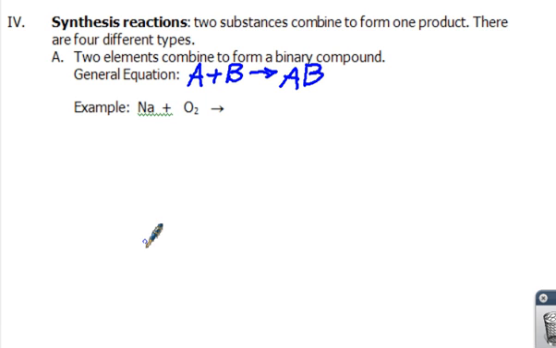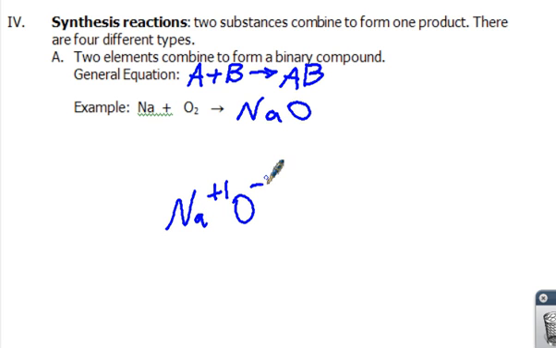So we're going to take these two elements, sodium and oxygen, and combine them together. We're going to go to the periodic table. We're going to look up their common charges. Sodium is always a +1. Oxygen is always a -2. So its formula would be Na2O. So we're going to go up here and add the subscript for the sodium.